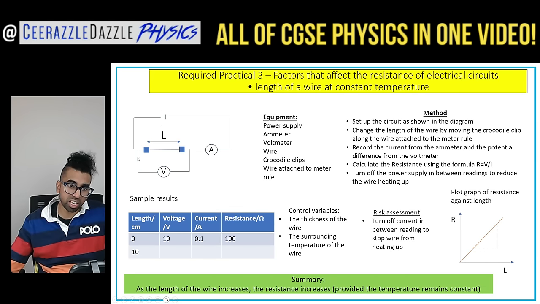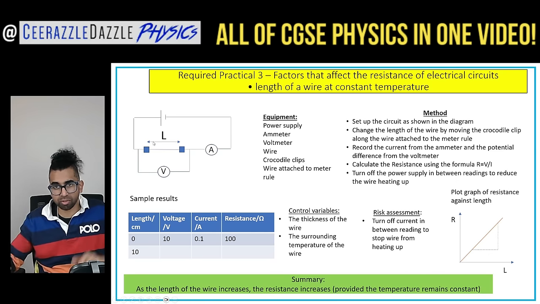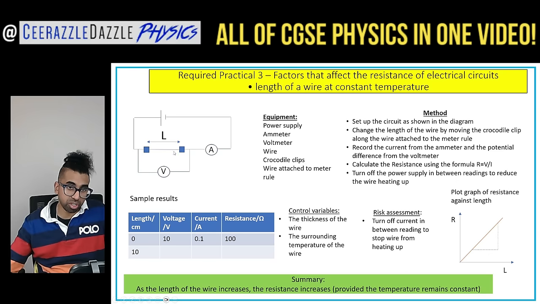So you set up the circuit as shown in the diagram. Change the length of the wire by moving the crocodile clips. You're going to measure the voltage from the voltmeter and the current from the ammeter, and then calculate the resistance by doing the voltage divided by the current. Then you put that value into your table of results. You'll record the length, voltage, current, and then resistance.